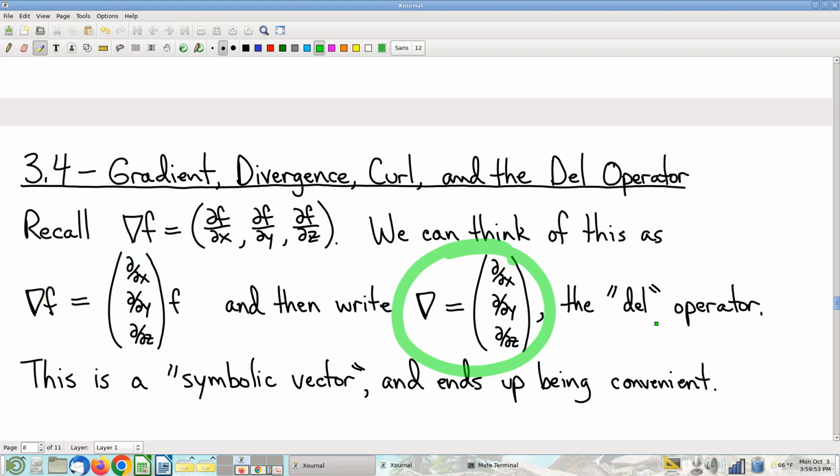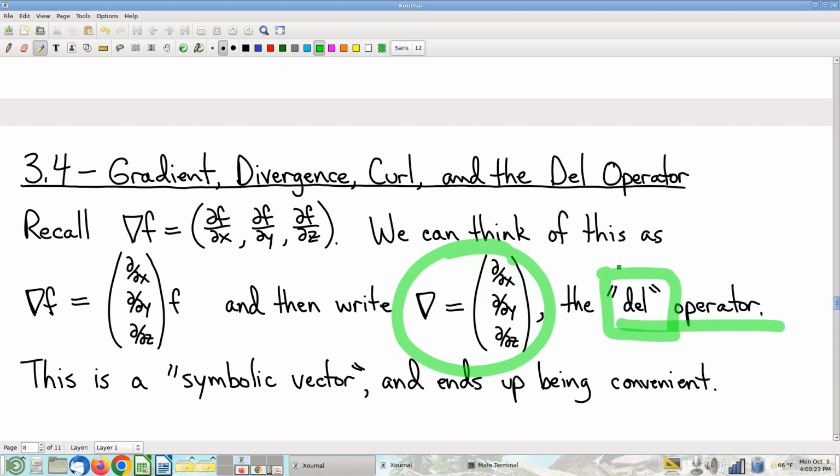So you know, this is called the del operator. Students mistakenly sometimes call it the gradient operator. That's not correct. The gradient is what you get when you apply the del operator in this particular way to a function. It's one of many things that you can do with the del operator. It's not the same as the del operator. So please don't call this the gradient operator. It's not what it is.